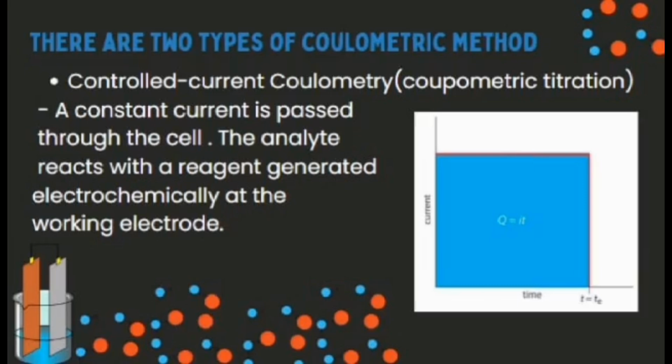So this method is relatively straightforward and quick, making it suitable for routine analysis. A common application is the determination of water content in various samples using Karl Fischer titration, a classic example of constant current colorimetry. So, colorimetry at constant current has advantages and disadvantages.